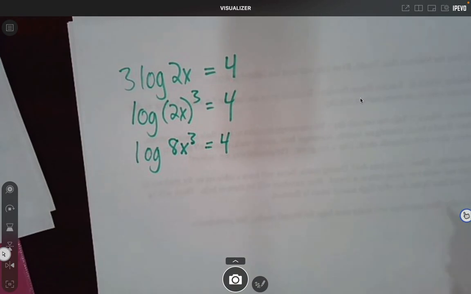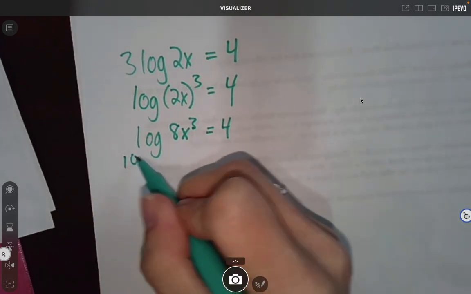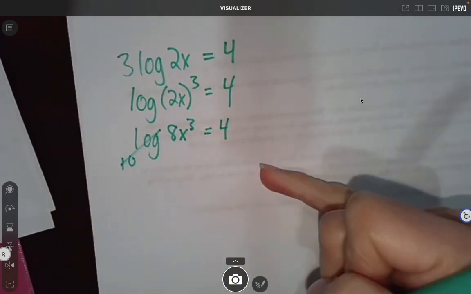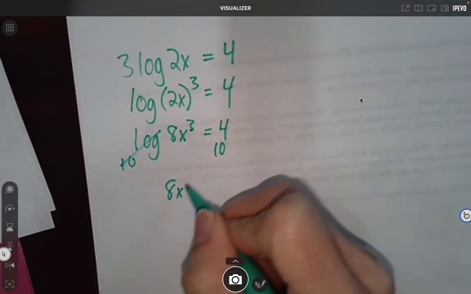Is everybody okay so far? Yeah, I thought that'd be 10. Yeah, it is. I'm not there yet. I'm just going one step at a time. You're right. Now, to get rid of the log, if you look on your calculator, it tells you to put a base 10. So if I put a base 10 over here, what would I do over here? Put a base 10. So 8x to the 3rd.